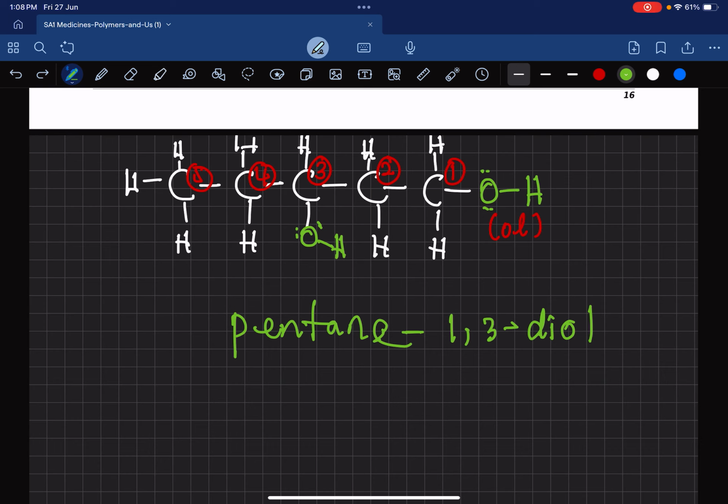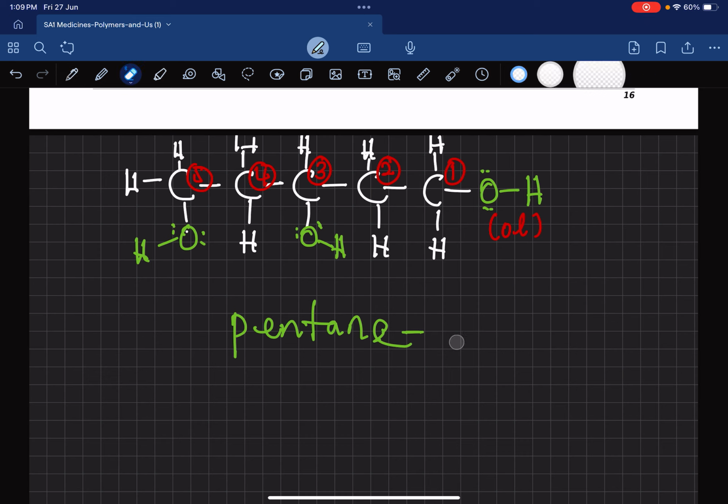Now let's say you had another OH somewhere here. What will be the name now? If I go from left to right or right to left, the numbering would be the same. So I will keep everything as it is and will not remove the E. The name will now become 1,3,5-triol. It's called triol. So you only drop the E when just one OH group is present. If there are two OH groups present, then we keep the E.